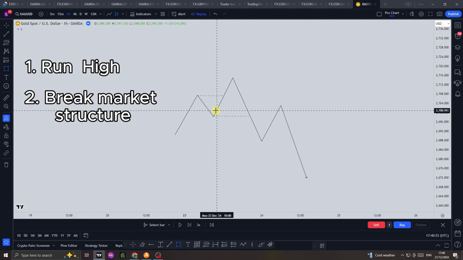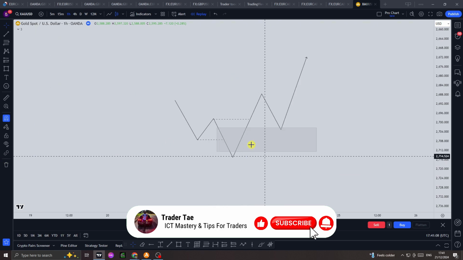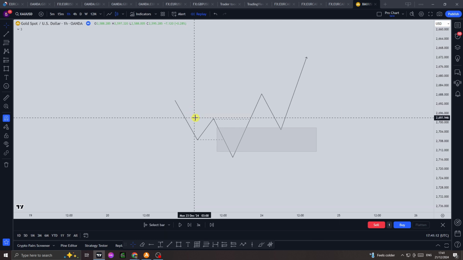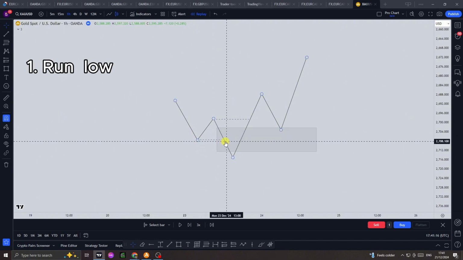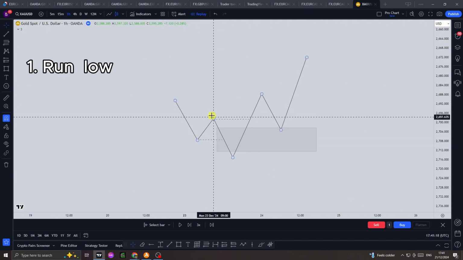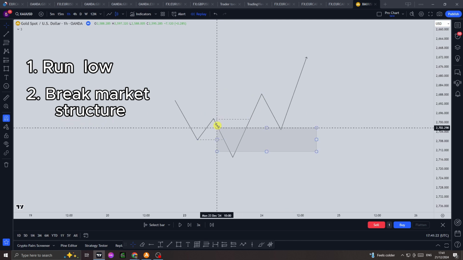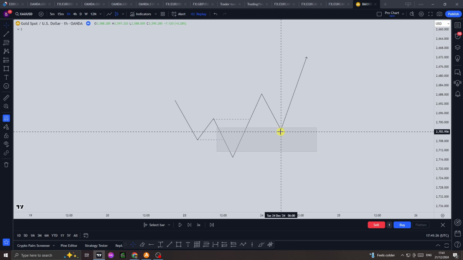The order block is the last series of candles in the sweep of the high. So somewhere like there to there. This is how I'd mark it out. Same thing for a bullish order block, just flipped over because price is symmetrical. What we would want to look for is the run of a low and then a break of market structure, using the last series of candles that ran the low as the order block to hold price.